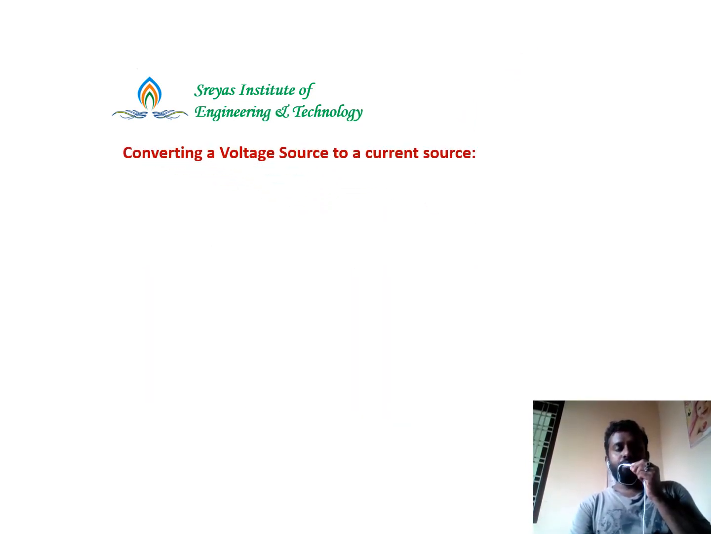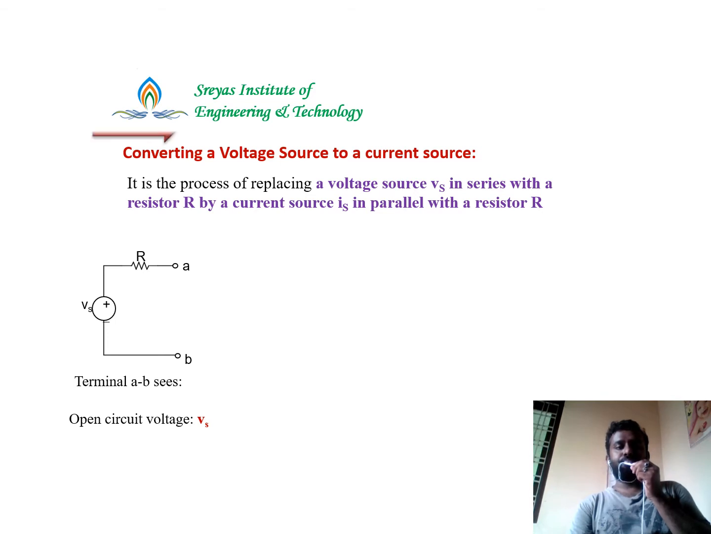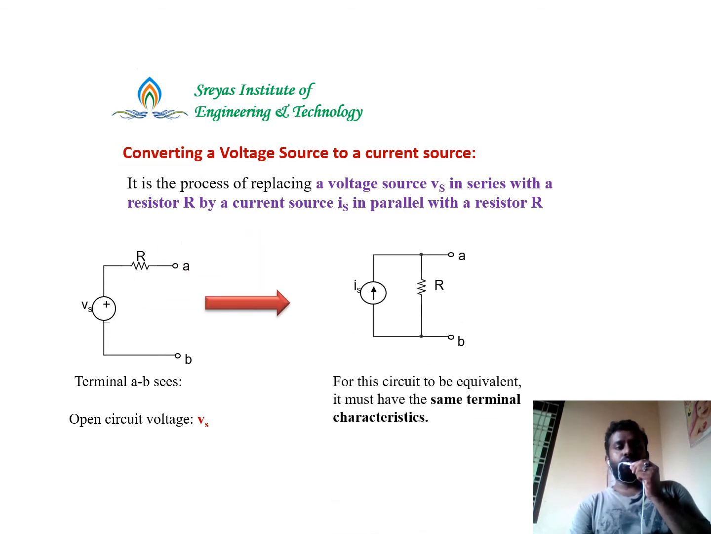Converting a voltage source to a current source. It is a process of replacing a voltage source in series with a resistance by a current source in parallel with a resistance. As you can see, there is a voltage source Vs in series with resistance. The terminals have open circuit voltage of Vs. This can be converted to a current source Is in parallel with the resistance, and resistance is R.